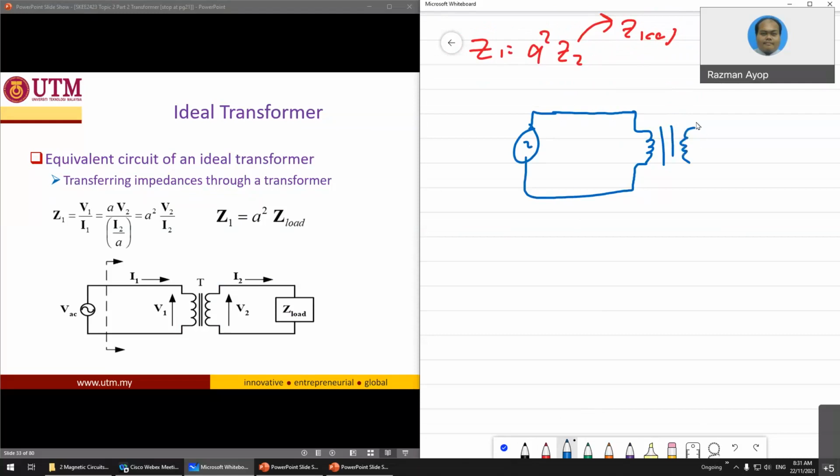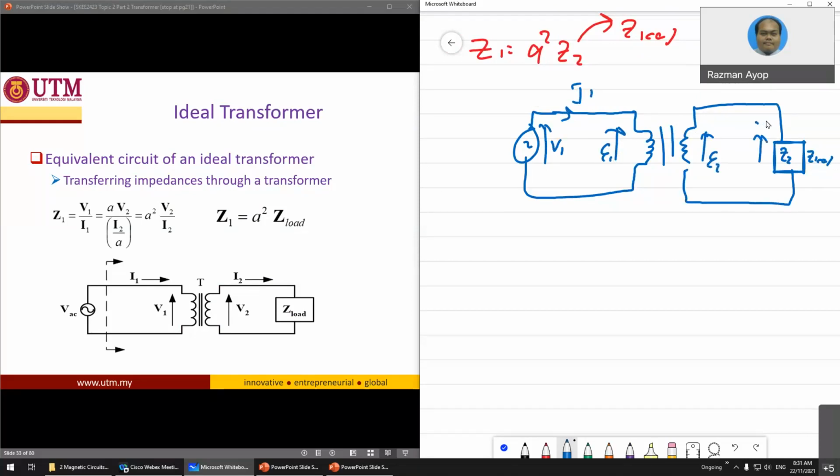So this one again. And then you have a Z2 or Z load, either way is the same. So you have I1. This is V1. This is E1. This is E2. This is V2. This is I2. So when you want to calculate this, it is difficult because you have the transformer.